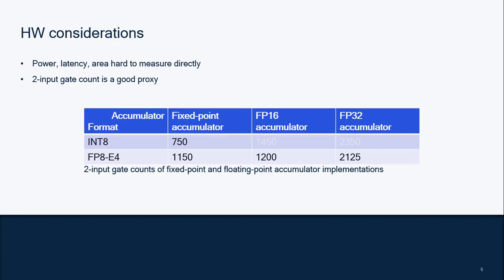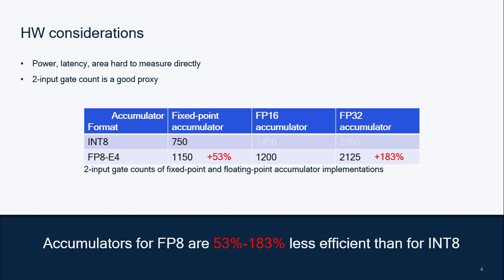accumulator. And we see that a fixed-point accumulator for FP8 with 4 exponent bits requires 52% more 2-input gates than a fixed-point accumulator for INT8. Furthermore, we see that while an FP32 accumulator is more efficient for FP8 than a fixed-point accumulator, it still requires 183% more 2-input gates than INT8 with a fixed-point accumulator. So in conclusion, accumulators for FP8 are 53% to 183% less efficient than for INT8.